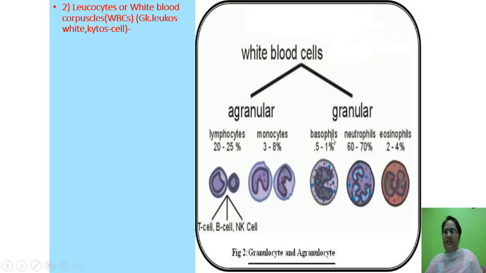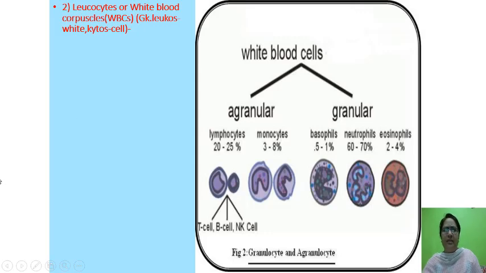And granular cells are divided again into three: basophils, neutrophils and eosinophils. These are the percentages, and these are the different types of cells. You can see the formation of basophils, neutrophils and eosinophils. Now we shall go to the points, that is leukocytes or WBCs.